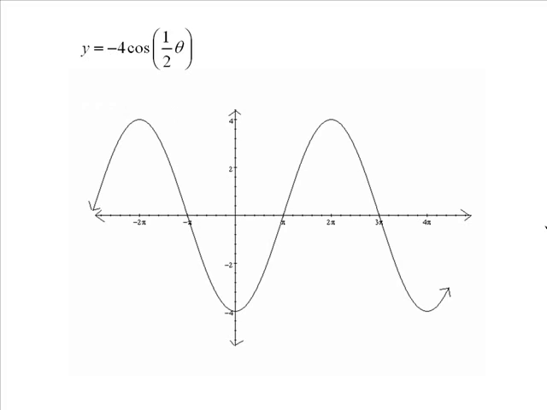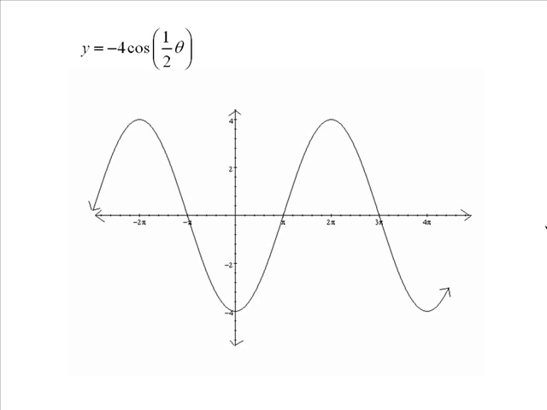We have an amplitude of 4, so it's a much steeper curve. Notice that this one has been reflected around the x-axis. Now I'm going to draw more attention to this in future lessons, but instead of having a y-intercept of 4, we have a y-intercept of negative 4. So the graph has been flipped over.